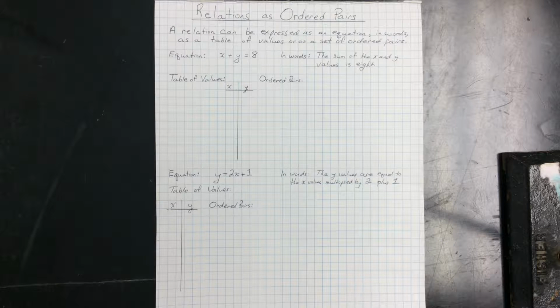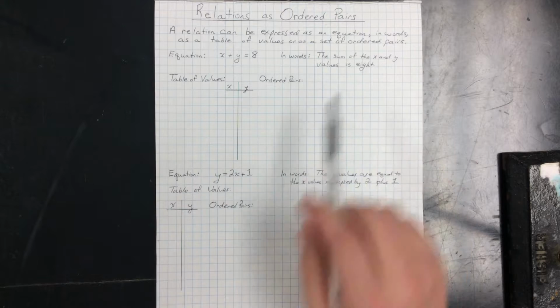Today we're going to talk about relations as ordered pairs. A relation can be expressed as an equation, in words, as a table of values, or as a set of ordered pairs. Our goal today is to go from an equation to ordered pairs.